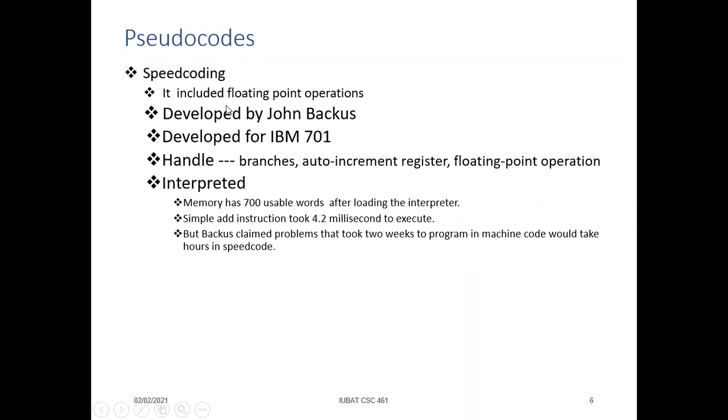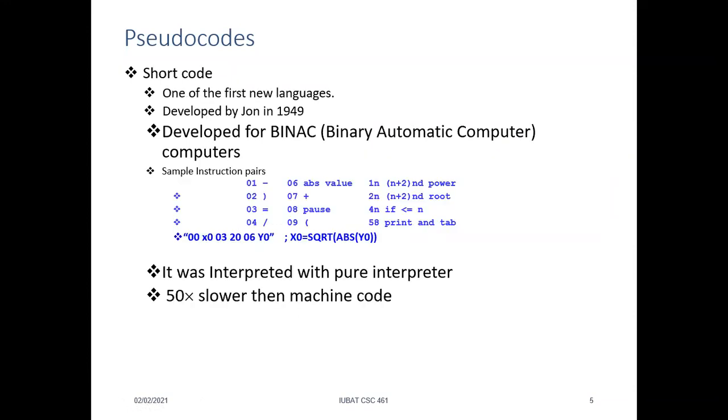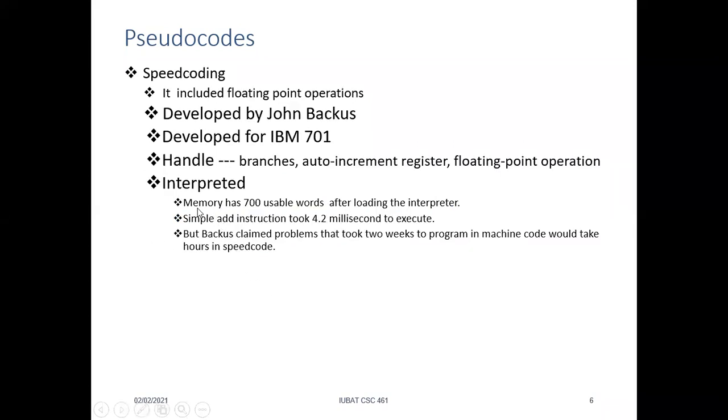It was developed by John, for the IBM 701. It included floating point operations, and it could handle branches and auto increment registers. There are some other features it had, but our main focus is here. As you can understand from the name, it is Speed Code. That means they tried to solve the problem that we had in the short code. Their memory had only 700 usable words for the interpreter. They improved the speed to the point that a simple add instruction took 4.2 milliseconds to execute.